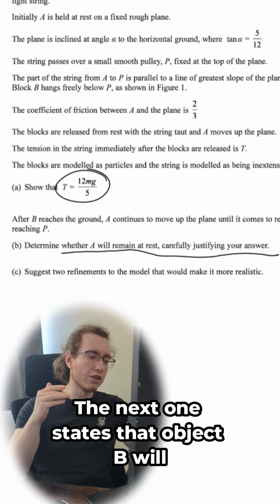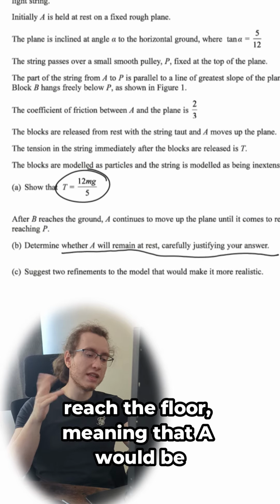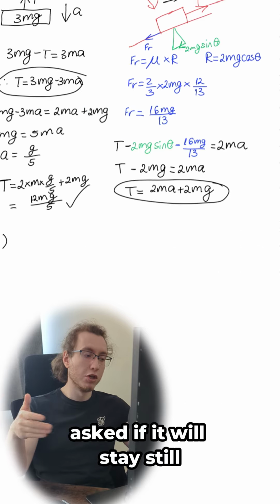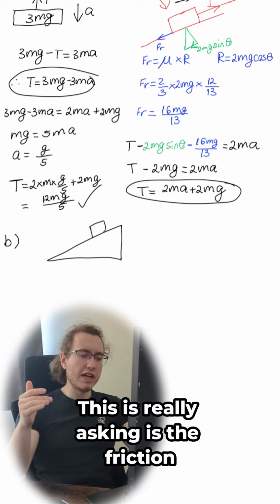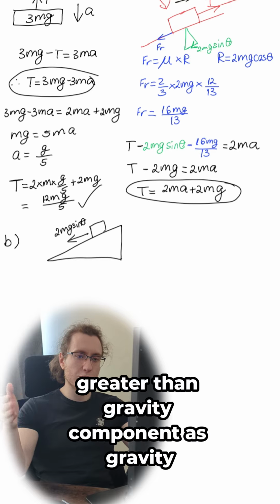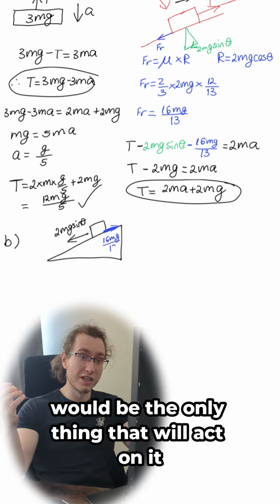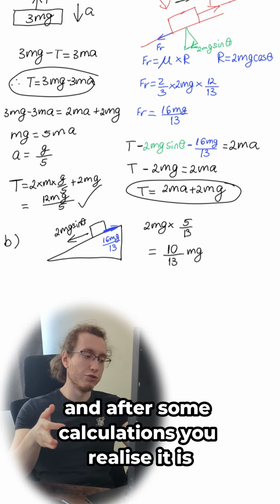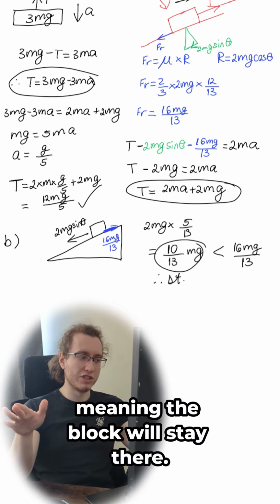The next part states that object B will reach the floor, meaning that A will be under the effect of gravity, and we're being asked if it will stay still or go down the slope. This is really asking, is the friction greater than the gravity component, as gravity will be the only thing that will act on it once the object stops moving. And after some calculations, you realize it is, meaning the block will stay there.